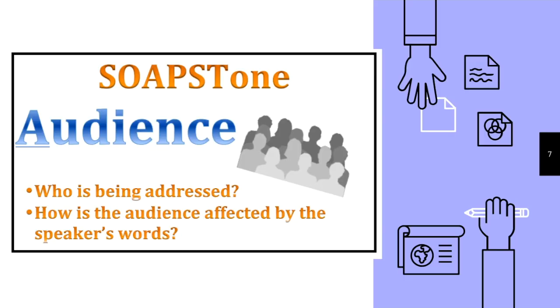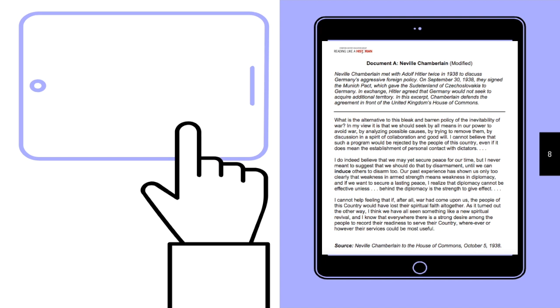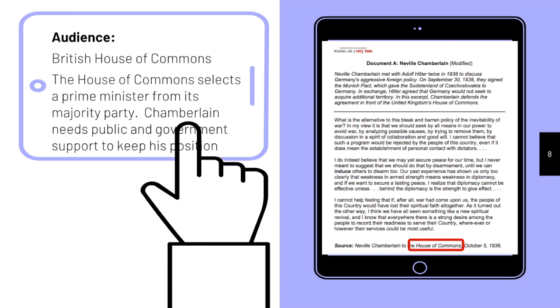The A is for audience. Who is being addressed? And how would this affect what the speaker may say and how they may say it? To develop historical understanding, students must go beyond just identifying the audience to look more deeply. For example, as Prime Minister, Chamberlain needed the support of the House of Commons to run the British government and to maintain his own position.